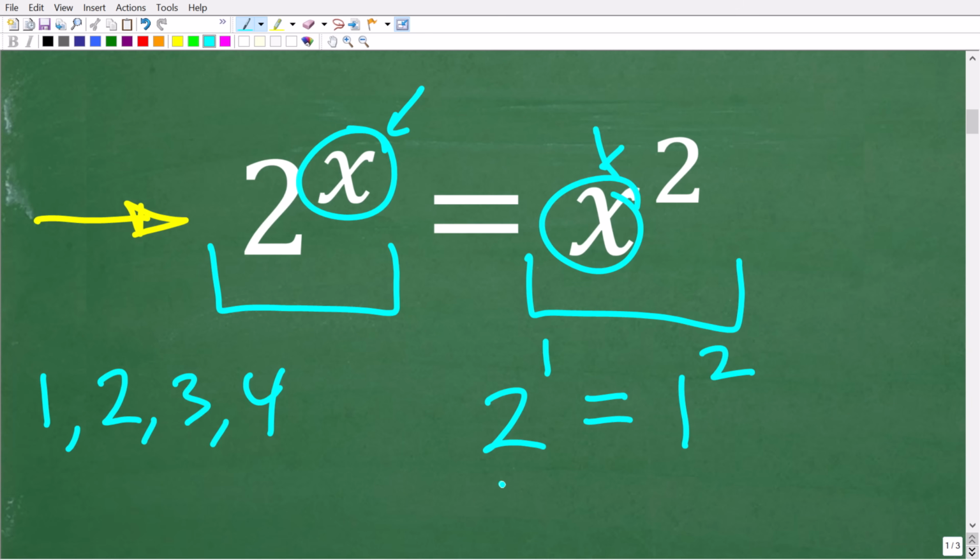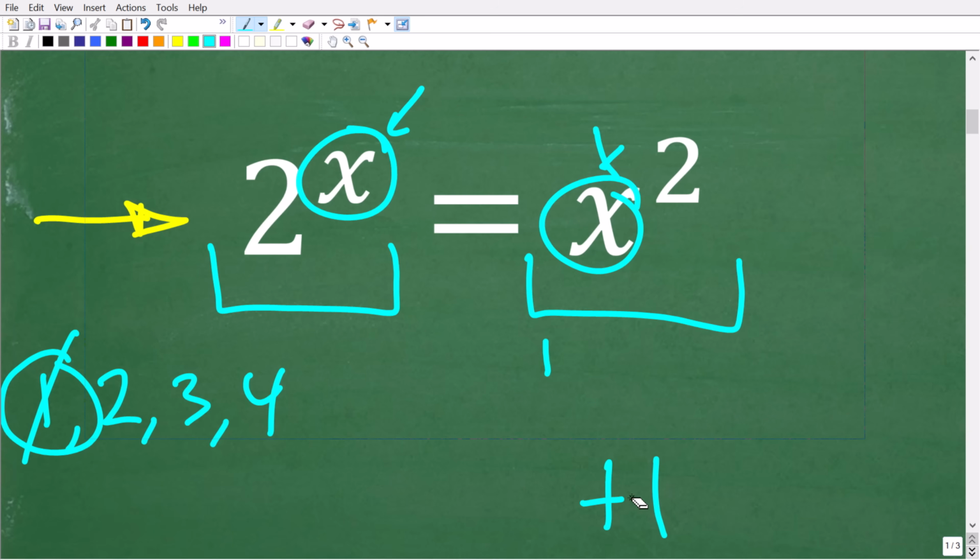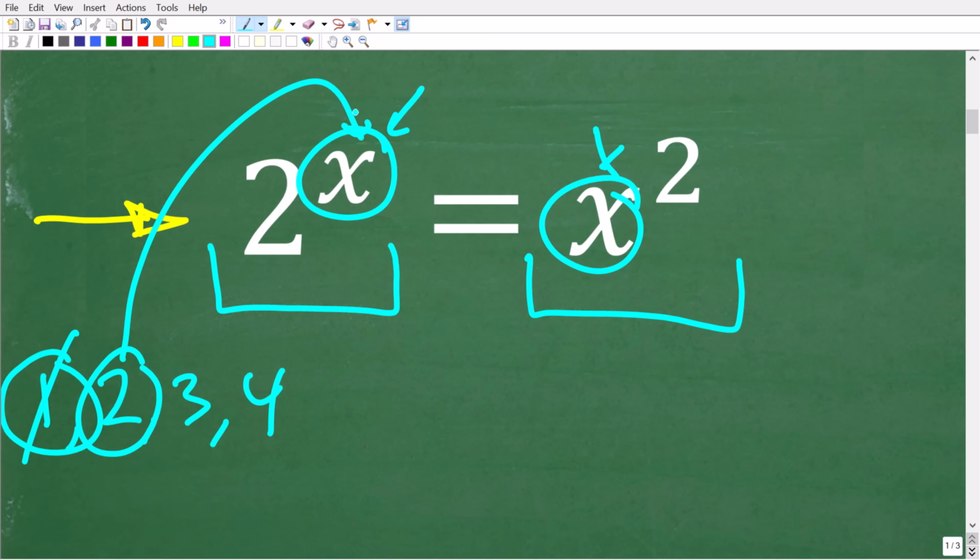2 to the first, of course, is 2, and 1 squared is 1. So 2 is not equal to 1. This is false. Therefore, 1 is not a solution. Okay, let's continue to test these simple numbers. How about 2? We'll plug in 2 for x and see what happens.